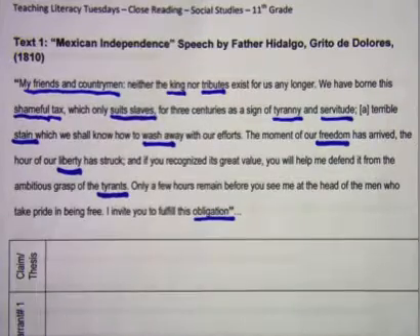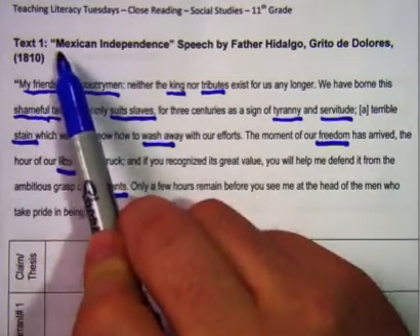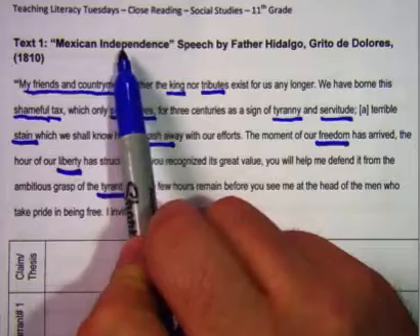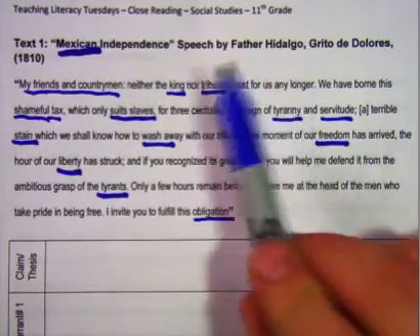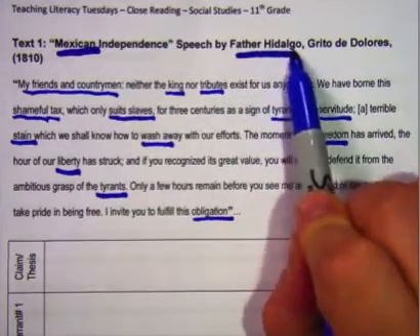And if we look up here, we can see that Text 1, Mexican Independence, this relates to Mexico. It's a speech by Father Hidalgo.